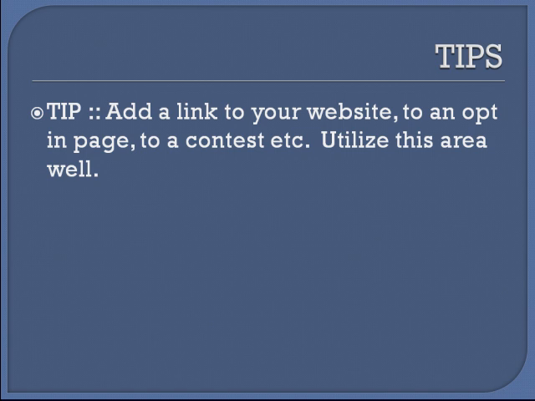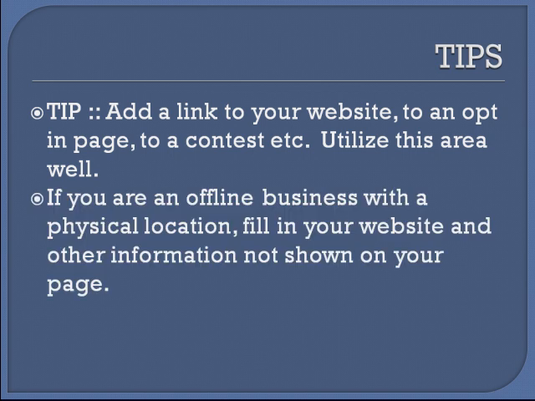So what you can do is you can add a link to your website, to an opt-in page, to a contest, and so forth. Make sure that you utilize this area very well. Let me give you some tips. If you're an offline business with a physical location, fill in your website and other information not shown on your page. On your page you might have your address and this and that, but you might not be able to show every single thing. So make sure you utilize this area as much as possible.